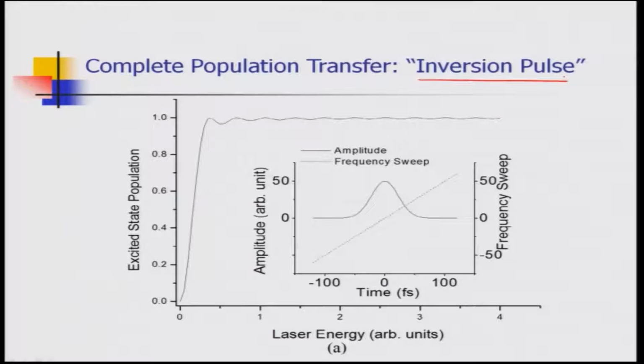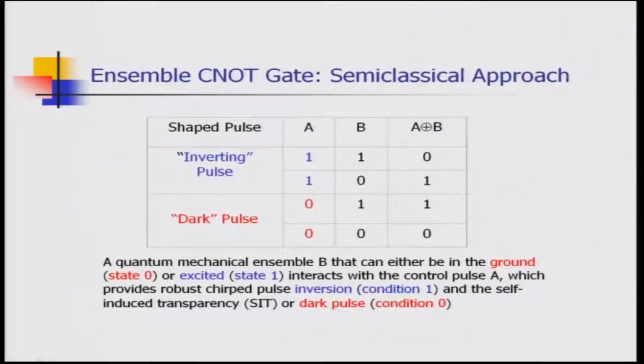So, by using these kinds of pulses, either a dark pulse which does not create any change in population in spite of its interaction with the system, or an inversion pulse which changes the population from the ground to the excited state on interaction with the laser, it is possible to come up with an ensemble control NOT gate in a semi-classical sense, as the inverting and the dark pulse interaction creates a system that undergoes changes in this particular manner.